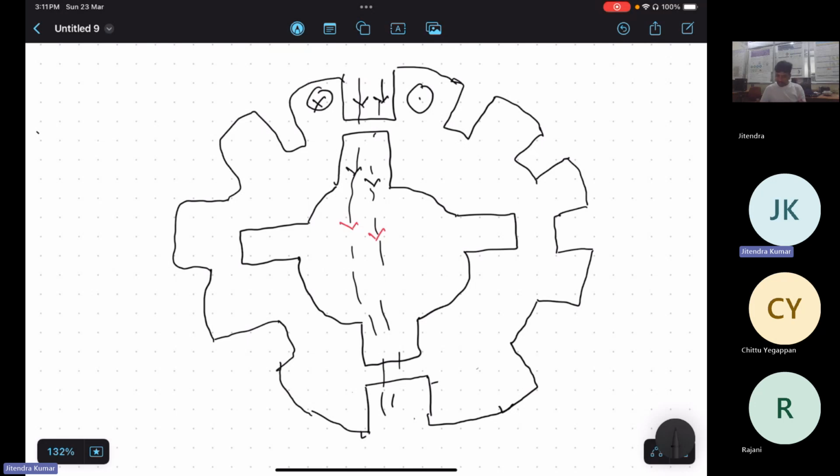Okay, so I haven't drawn accurately, but this is a structure where all the armatures are placed on the stator side. There is no winding on the rotor. So when this winding is on, the stator MMF will flow accordingly.